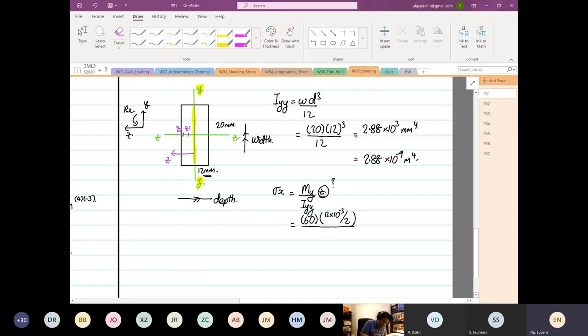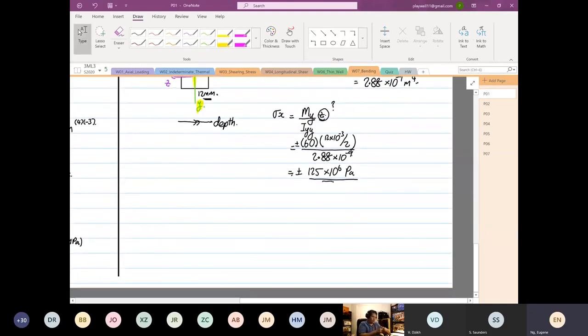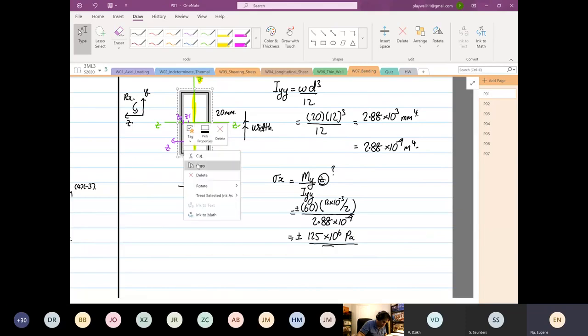Half it, divide by Iyy, which is equal to 2.88 times 10 to the power minus 9. So this will be equal to 60 times 12 to the power minus 3 divided by 2, divided by 2.88 to the power minus 9. It's equal to 125 plus or minus, right? 125 times 10 to the power 6 Pascal. So what does this mean? Okay, so if I still leave the orientation of the structure the same, yeah, I'm not going to rotate it.